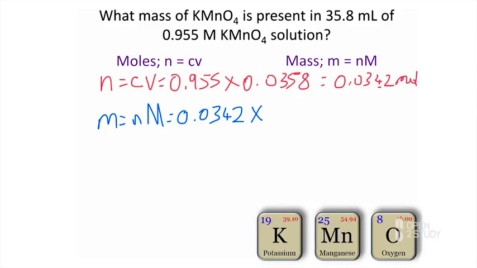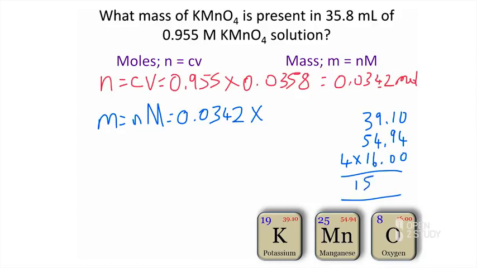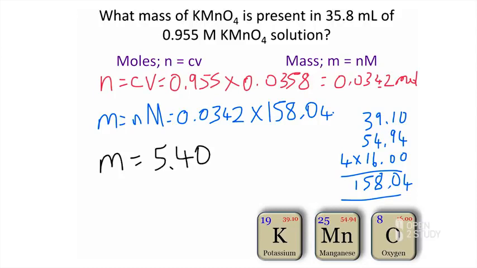So I've got a potassium atom, 39.10. I've got a manganese, 54.94. And I've got 4 oxygens, so that'll be 4 times 16. Add them all up, and you'll get 158.04. So I can use that as my molar mass. And that gives me a final mass of 5.40 grams.